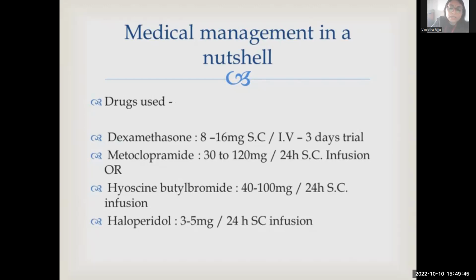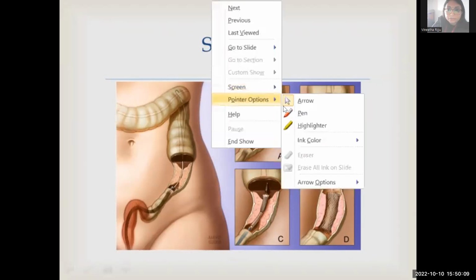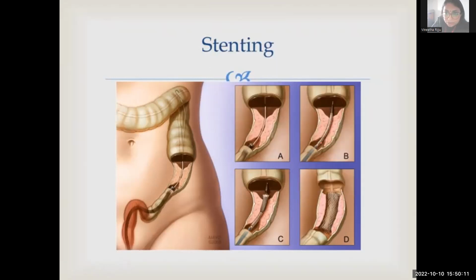So Buscopan can help to bring down the colic pain, and it is also an anti-secretory agent, which will help to decrease the vomiting. So this is a picture of how a stent is inserted. You can see how this stent is being put into the lumen of the intestine. I'll just put on the pointer. Yes, it is put into the lumen.